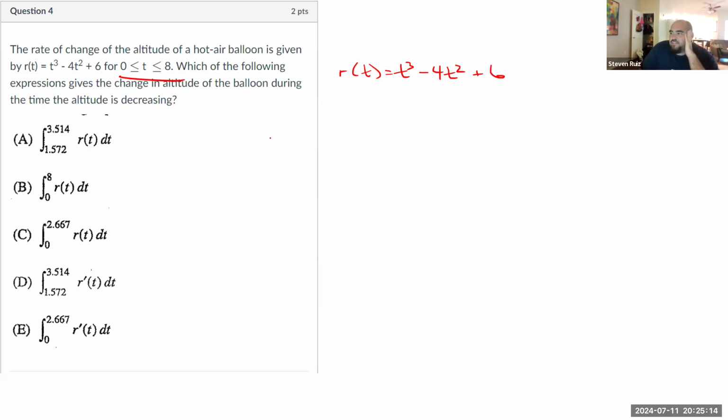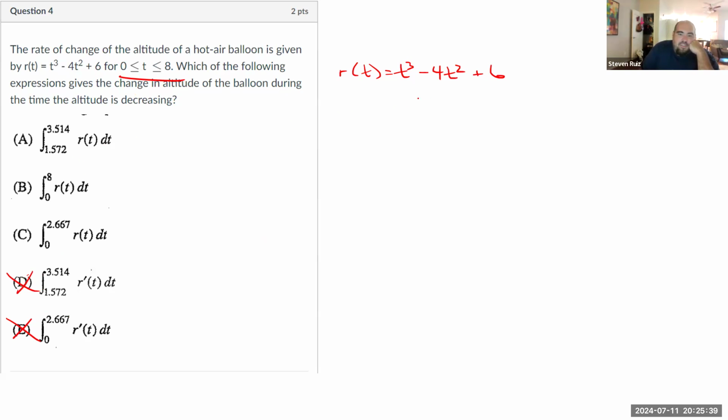Let's see if we can eliminate some of these choices. If we want the change in altitude, we want to find the total change in altitude, which means we're going to need to integrate the rate of change of altitude. That is r, not r prime. So I can eliminate E and D right now. Now we just need to figure out what the interval is.